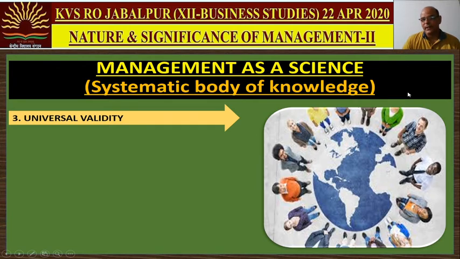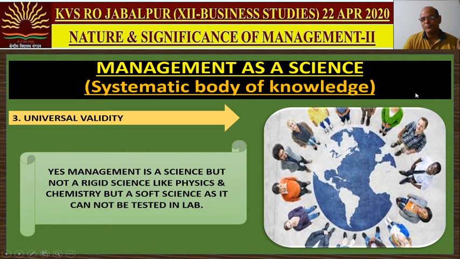But the question arises, can we confirmly say management is a science? Answer is yes, management is a science, but it is a soft science. Management is not a rigid science like physics and chemistry. Why? Because its principles cannot be tested in laboratory like physics and chemistry, and the outcome may vary. Dear student, no need to get confused. Management principles are universal, but let us see an example.